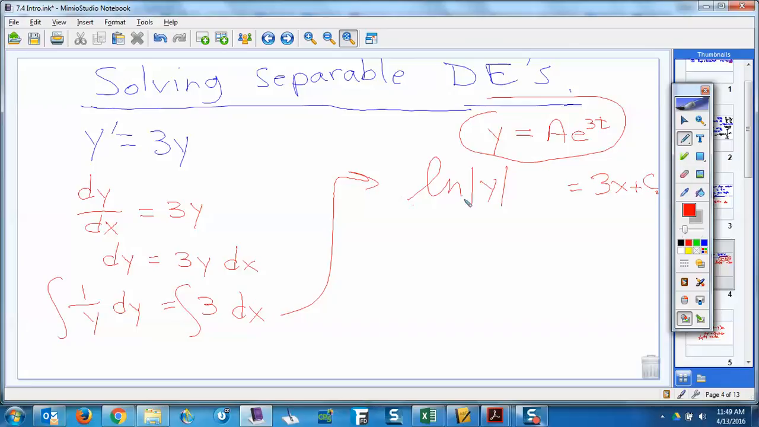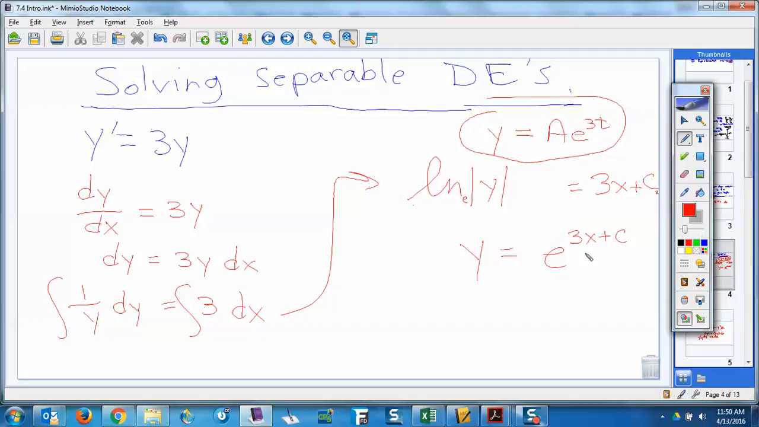Okay, now how do we solve this for y? E raised to the that equals that, right? So y equals e raised to the 3x plus c. Now, we don't have to worry about y being positive here. We don't really have to worry about the antiderivative piece of that. Okay? Now, you look at that and you say, wait a minute, I thought it was going to end up being this. It's close, but it's not quite.